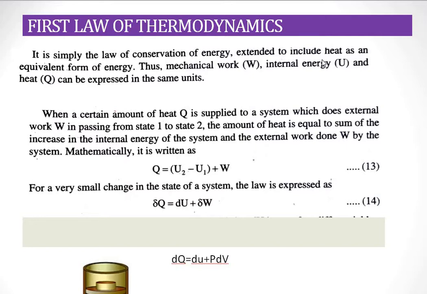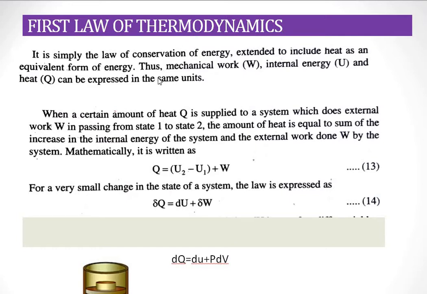So, if the system changes after taking Q amount of heat, from internal energy state U1 to U2, the change in internal energy is U2 minus U1. So, normally we measure the change in internal energy. The change in internal energy is measured as the change in temperature. Of course, internal energy is a function of temperature.